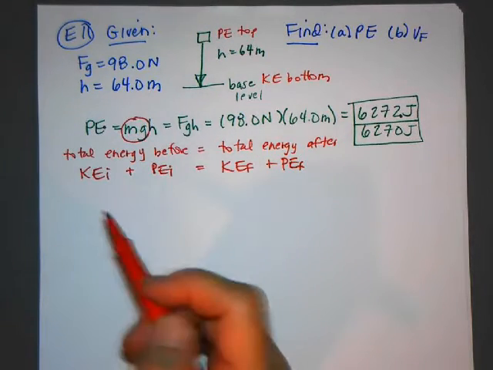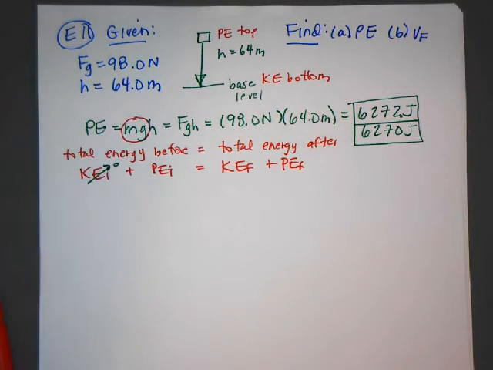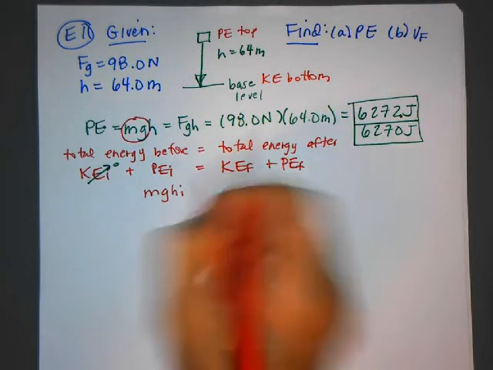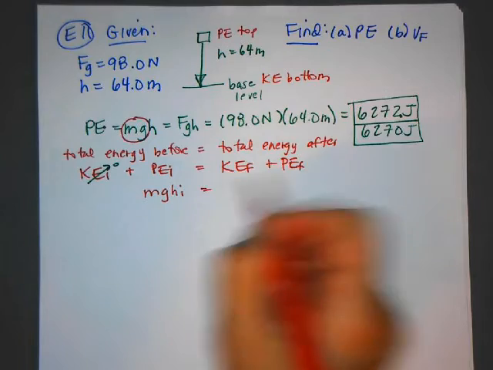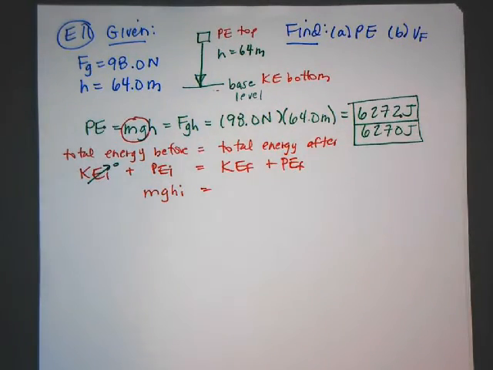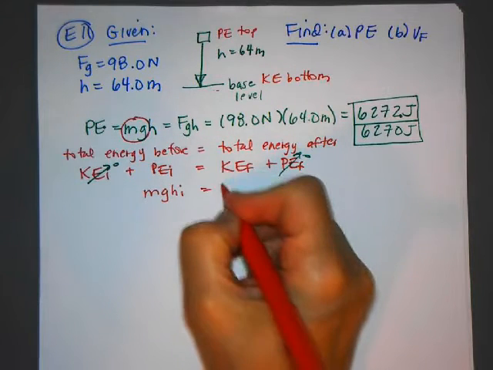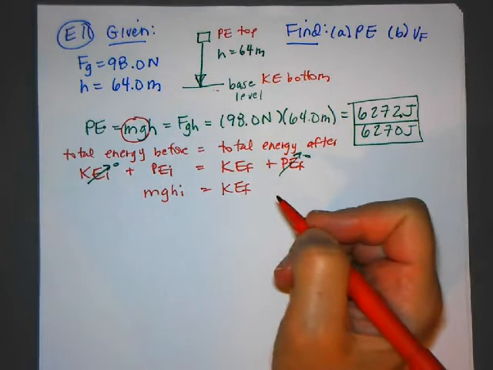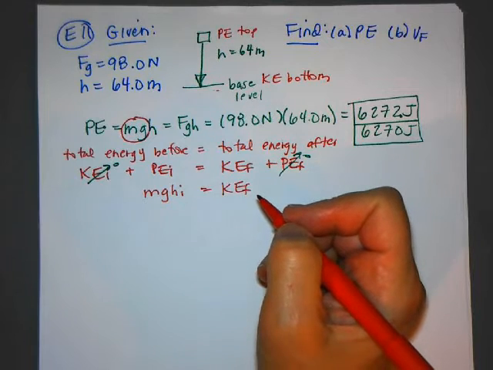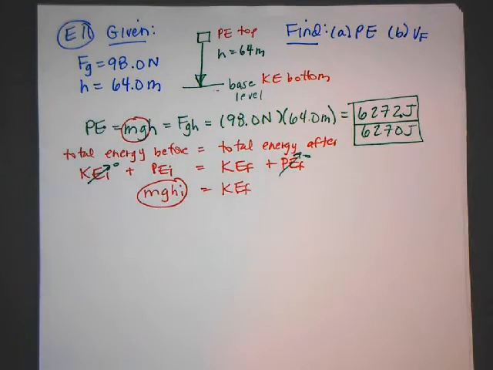Now initially it's at rest, so this goes to 0. And the potential energy at the top is mghi, which we already found. And then at the bottom, the height is 0. So this goes to 0. So this is going to be equal to the kinetic energy at the bottom. So if I want to find the speed, I already know this. So that's equal to KEF.